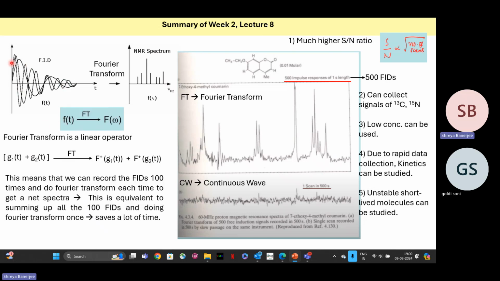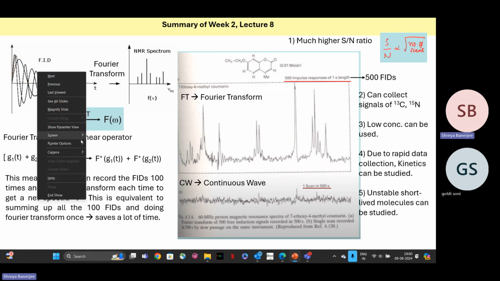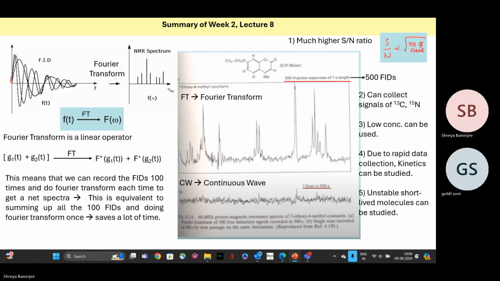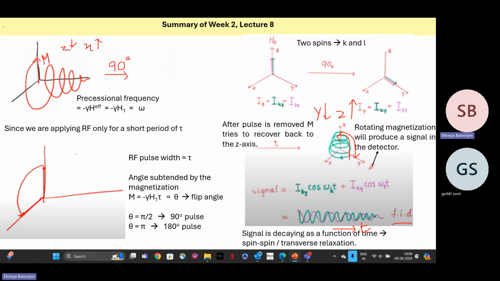So different FIDs are obtained for different protons. So you can see, suppose this curve we get for one proton. For another proton, we are getting this curve. And so FID is basically a superimposition of the different curves obtained from the different protons. In the x-axis of FID, you have time. So you can see the signal is decaying with time because the magnetization is going back to the z-axis.